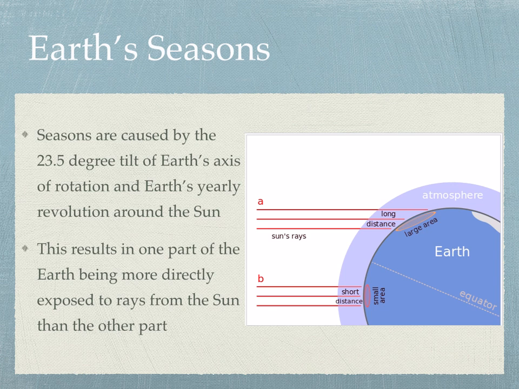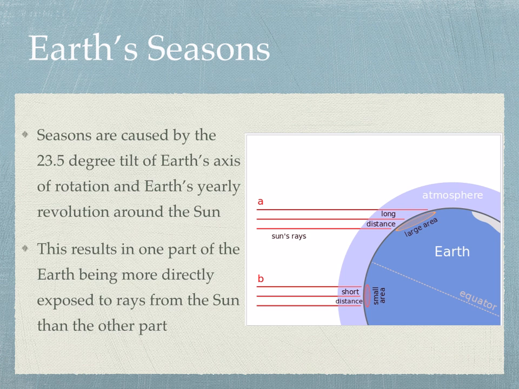It is a common misconception that summer is warm and winter is cold because the Sun is closer to Earth in the summer and farther away from it during the winter. Remember that seasons are caused by the 23.5-degree tilt of Earth's axis of rotation and Earth's yearly revolution around the Sun. This results in one part of the Earth being more directly exposed to rays from the Sun than the other part.